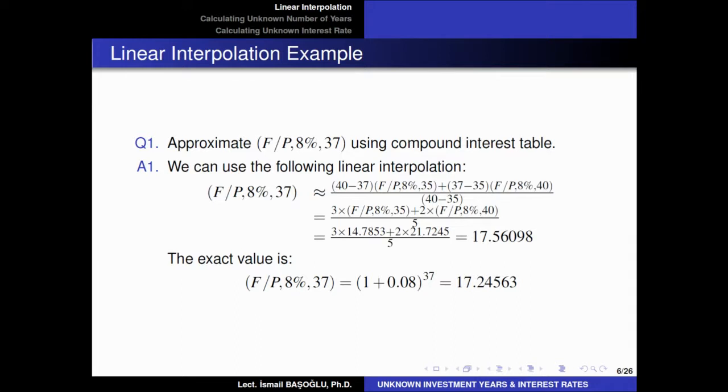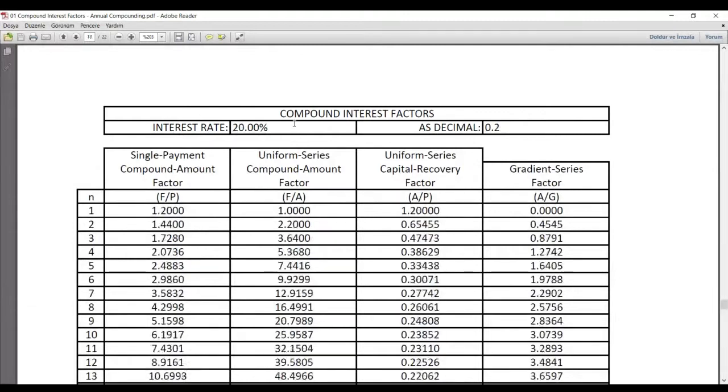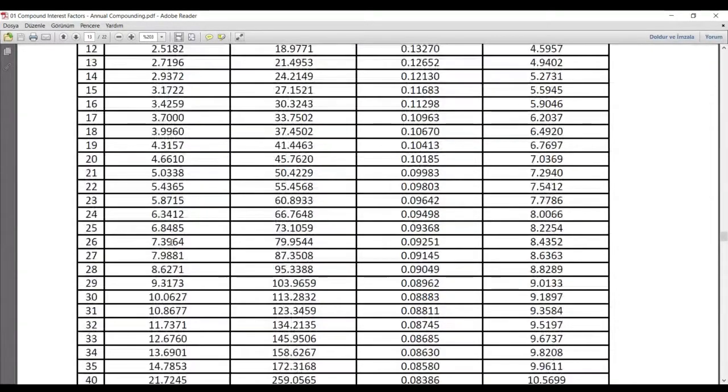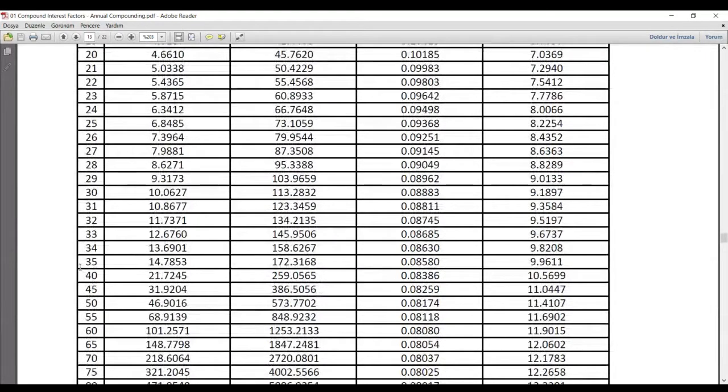Now let's check that out. Let's share the compound interest table. So for 8% interest rate, let's go back a few pages. For 8% interest rate, we are looking for a single payment compound amount factor. And as you can see, we do not have any row that corresponds to 37 years of investment. So what we have is for 35 years, this factor would be 14.7853. And for 40 years, it will be 21.7345. So we are just going to record these two values at this point.